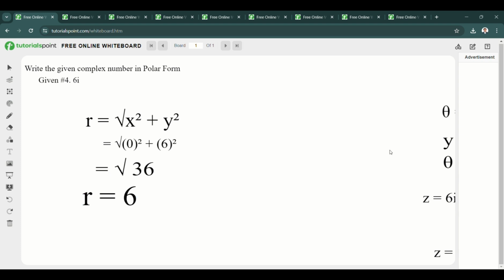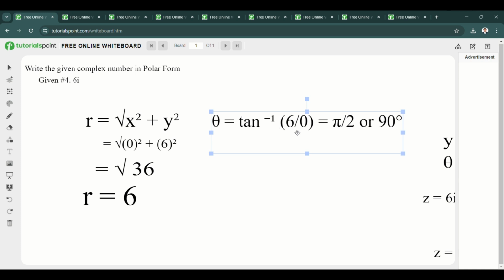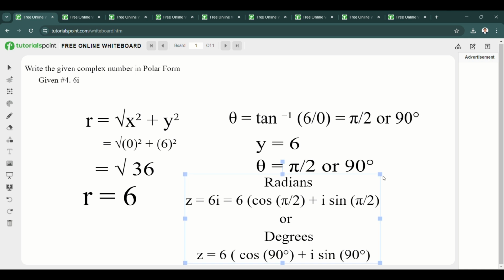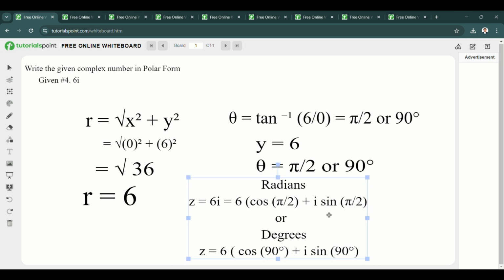Then we need to find the theta. So the theta is the arctangent of 6 over 0, or equivalent to pi over 2 or 90 degrees, because y is equal to 6. When we graph it, the 6 value will be lying on the positive y-axis. So the polar form is z equals 6i equals 6 cosine pi over 2 plus i sine pi over 2. Then in degrees, z equals 6 cosine 90 degrees plus i sine 90 degrees.